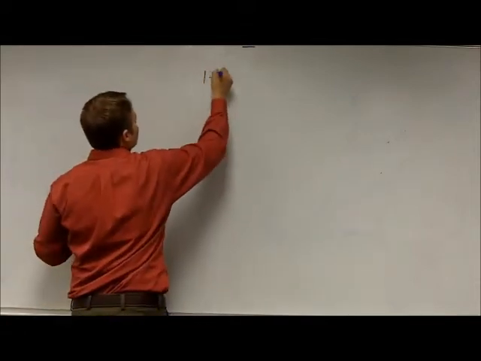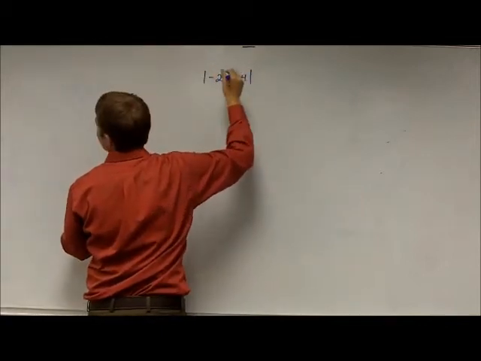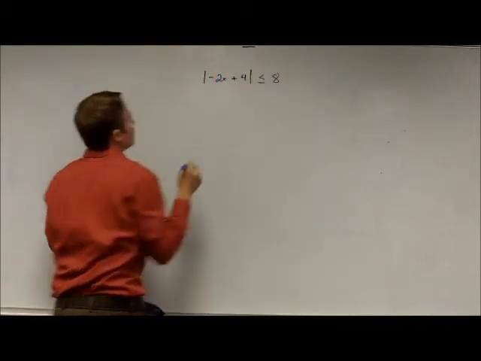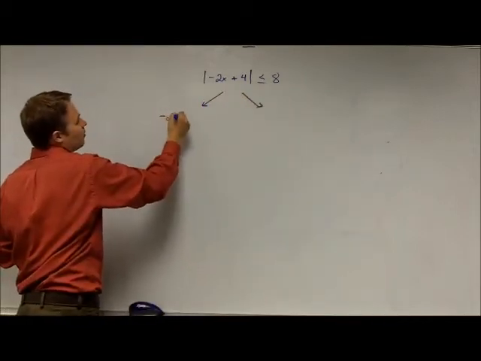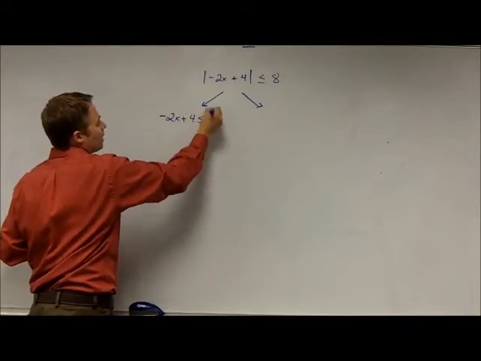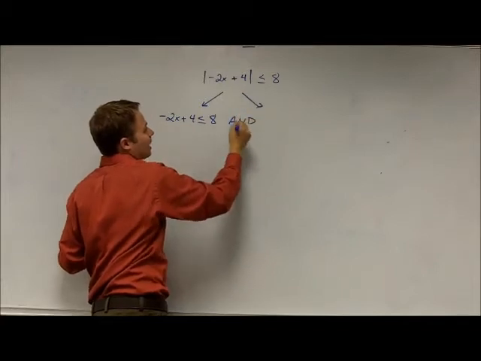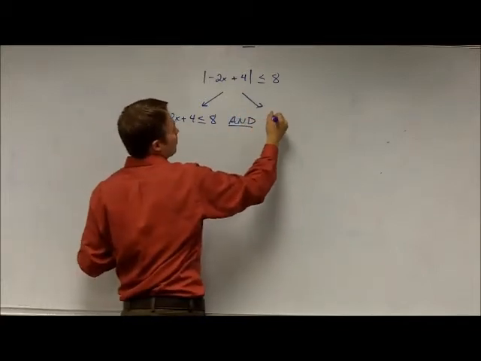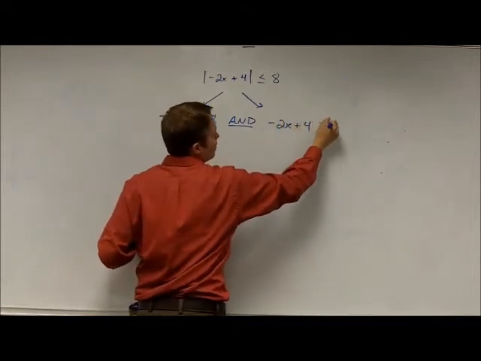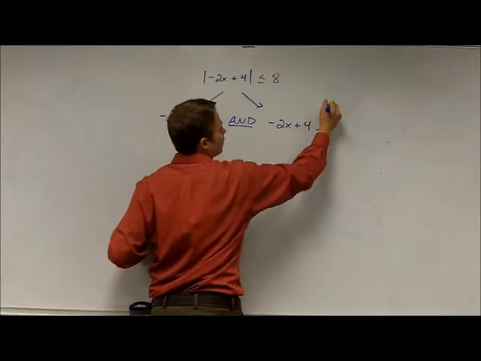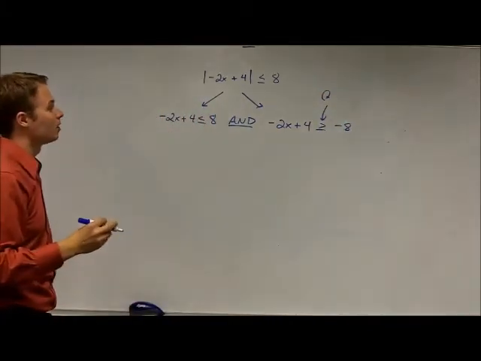So let's try this one. Absolute value of negative 2x plus 4 is less than or equal to 8. Again, I'll split this up into negative 2x plus 4 is less than or equal to 8. We're dealing with a less than or equal to, so that tells me I should use the word and. And then when I split this next one up, I'll have negative 2x plus 4, switch the sign, so this becomes greater than or equal to, and then this will be a negative 8, and this is what we need to solve.